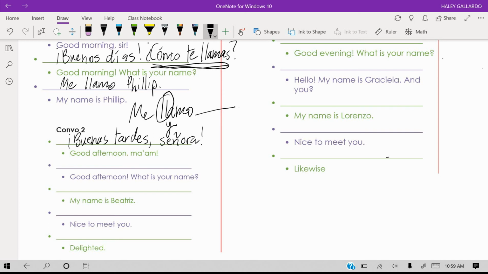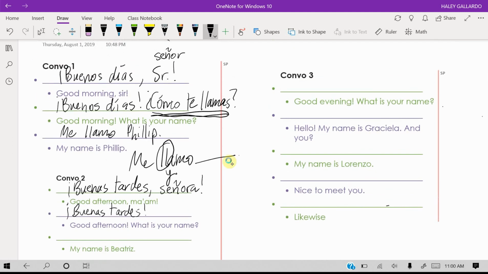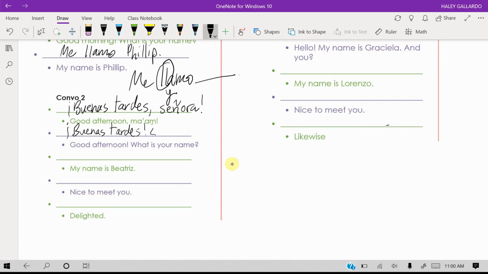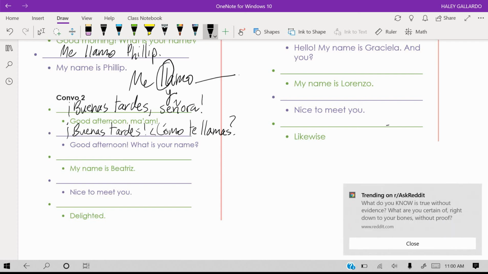And then the next person says, good afternoon, what's your name? So good afternoon, we already did. Buenas tardes. And then what is your name? That we can look up to the conversation before. What is your name? ¿Cómo te llamas? ¿Cómo te llamas?